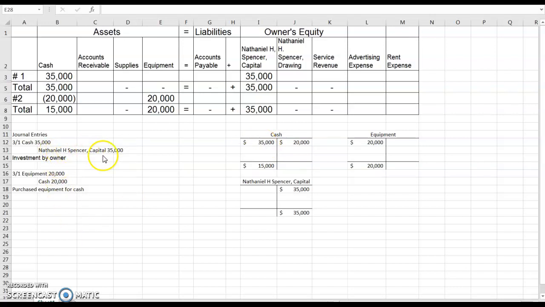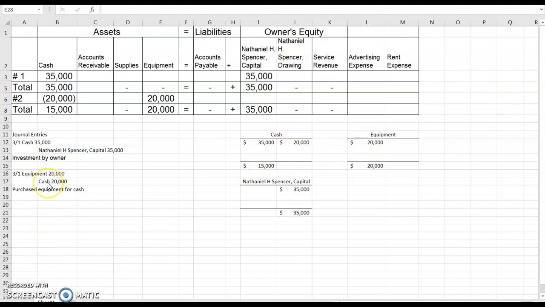Spencer Capital account is on the right side of the journal entry. We copy or post that to the right side of the Spencer Capital account. Equipment is on the left side of our second journal entry. We post that to the left side of our equipment account.